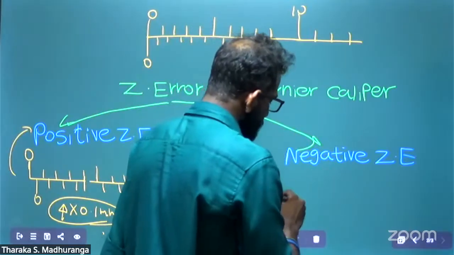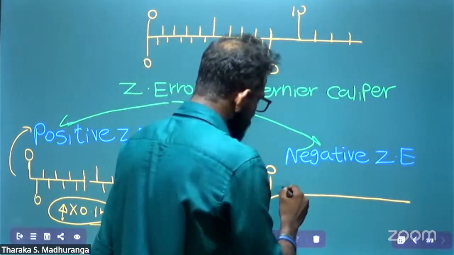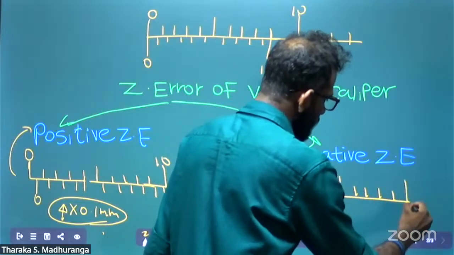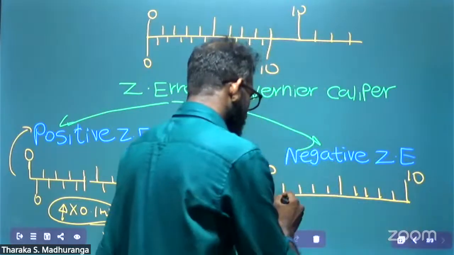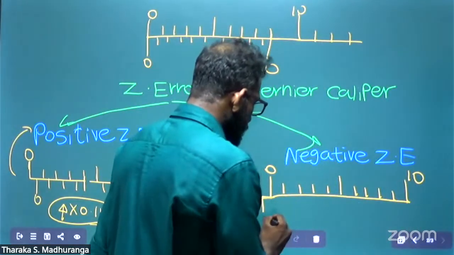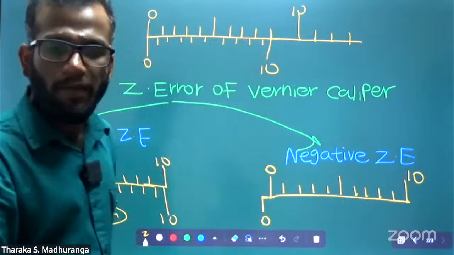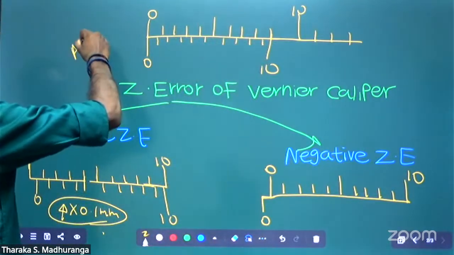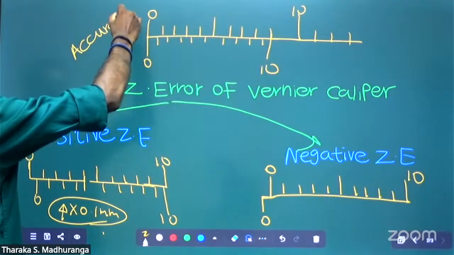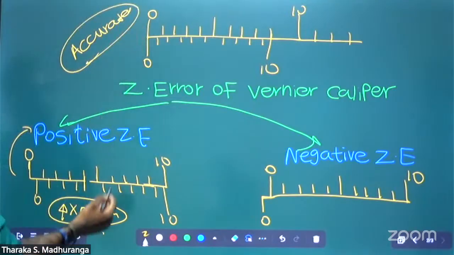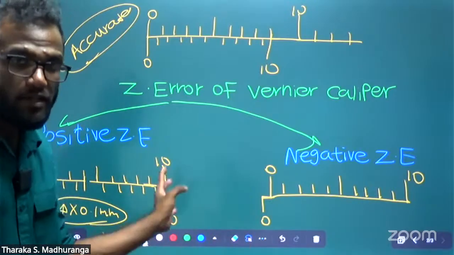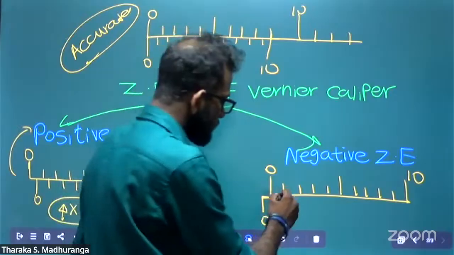Therefore, what happened? 0, 1, 2, 3, 4, 5. 1, 2, 3, 4, 5. It is 10. The vernier scale zero shifts to the left side of the main scale zero. This is the accurate one, no error. But this one is a positive zero error, and this is a negative zero error. Understand the difference.